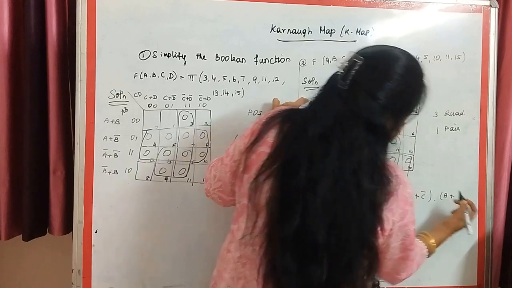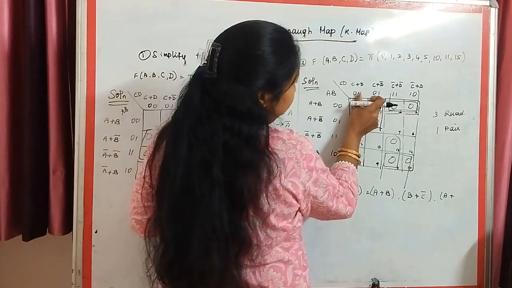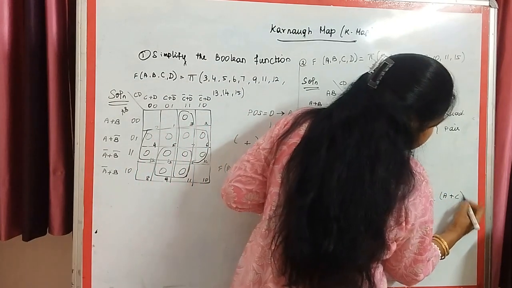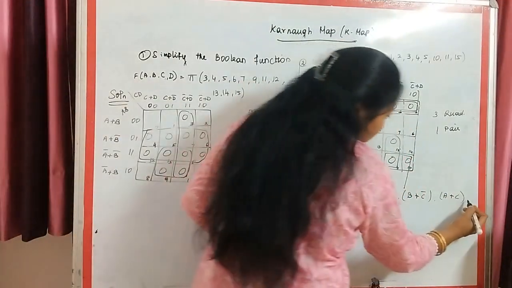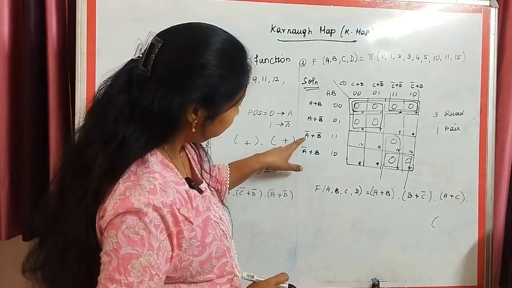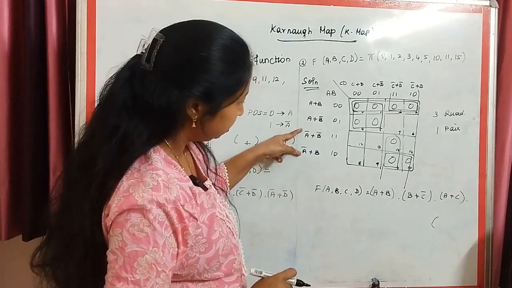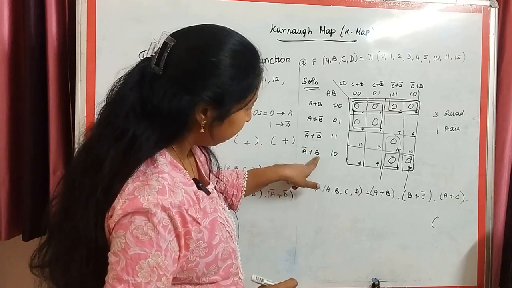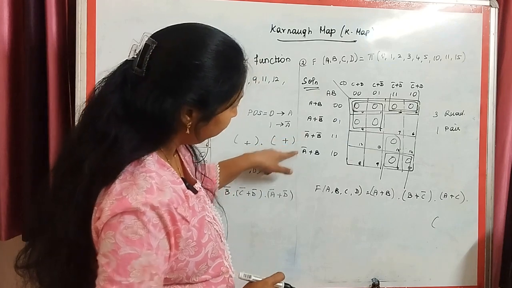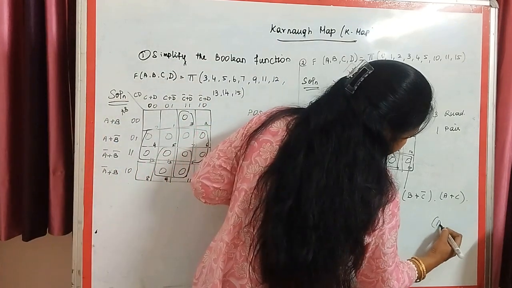So A plus. On the vertical, see which is common? Only the first element is common. First element it is C. Clear? Dot. For this pair, check on the vertical which is common. Here it is A bar, here it is A bar. Only the first term is matching. Second term, here it is B bar and here it is B. It is differing. So I cannot include that. I should include only the common term. So I will be taking only A bar.